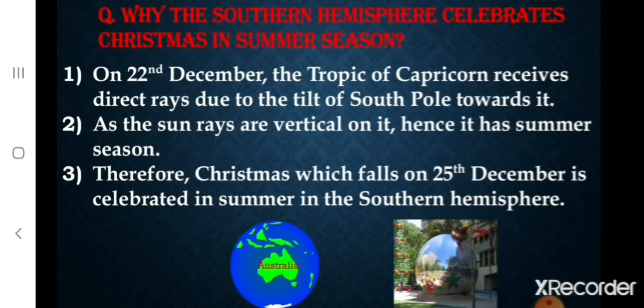Children, in which hemisphere does Australia lie? Australia lies in the southern hemisphere. So, Christmas is celebrated in summer in Australia. Children, can you tell why the southern hemisphere celebrates Christmas in the summer season? On 22nd December, the Tropic of Capricorn receives direct rays due to the tilt of the South Pole towards it, as the sun rays are vertical on it. Hence, it has summer season. Therefore, Christmas, which falls on 25th December, is celebrated in summer in the southern hemisphere.